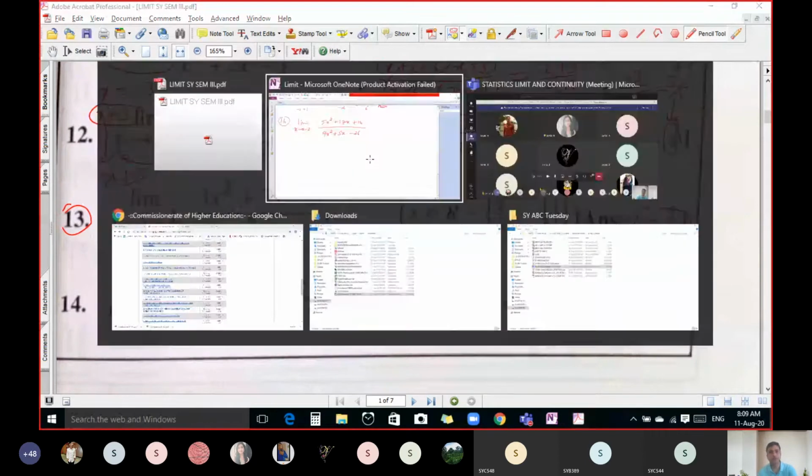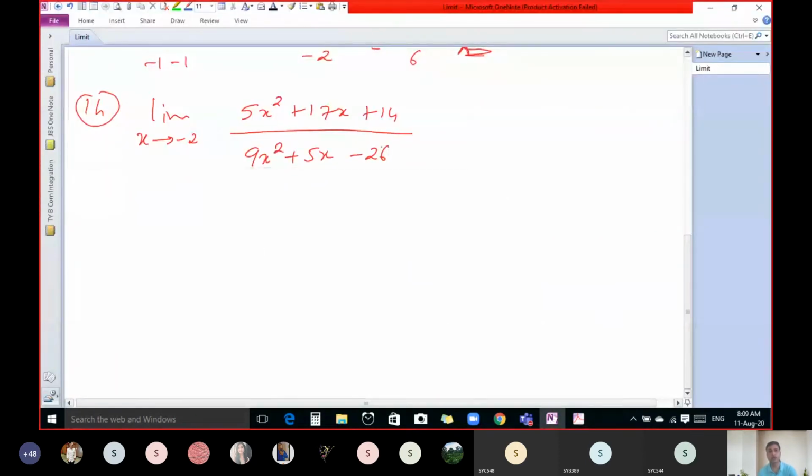Now first of all put x equal to minus 2. If you put x equal to minus 2, what do we get? Minus 2 square is 4. 4 5s are 20. 17 into minus 2 is minus 34, plus 14, upon, for the denominator, x equal to minus 2 square is 4. 4 9s are 36. 5 into minus 2 is minus 10, minus 26. So here we get 0. 20 plus 14 is 34, minus 34 is 0, divided by 0.